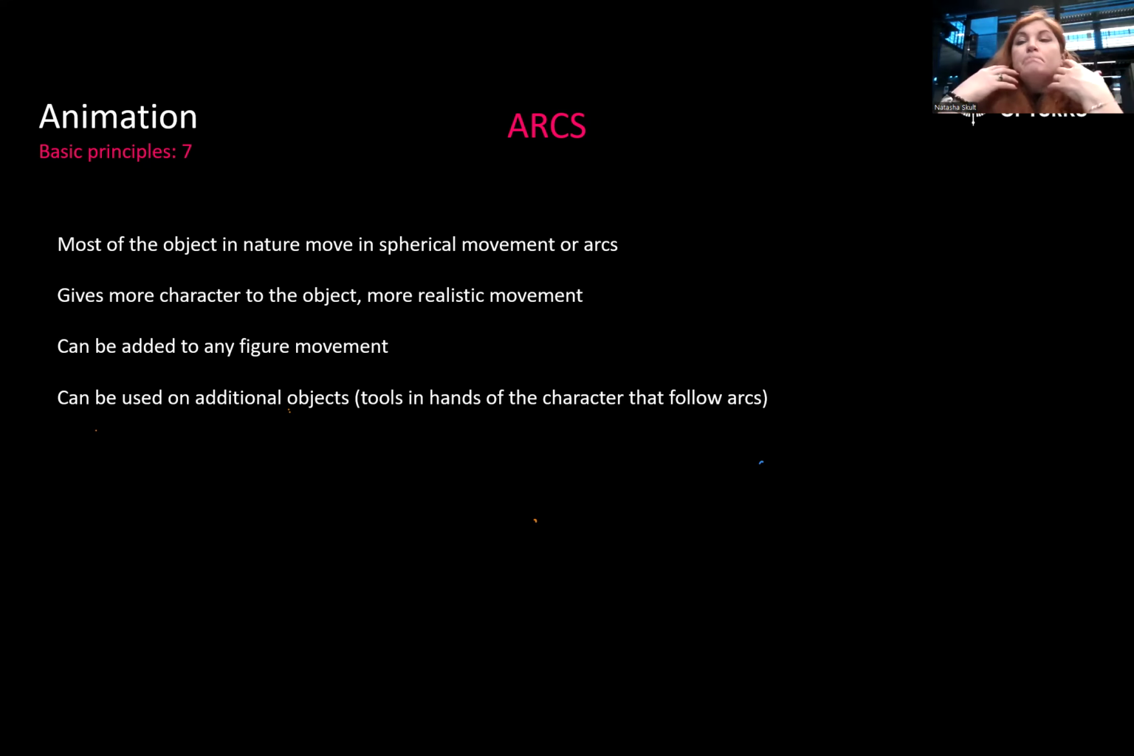Let's say I mentioned samurai. Maybe a samurai using a sword or stick or whatever weapon, or just their own martial arts. We can also use these arcs on the separate objects within the main object that it's interacting with. So let's see how that looks.